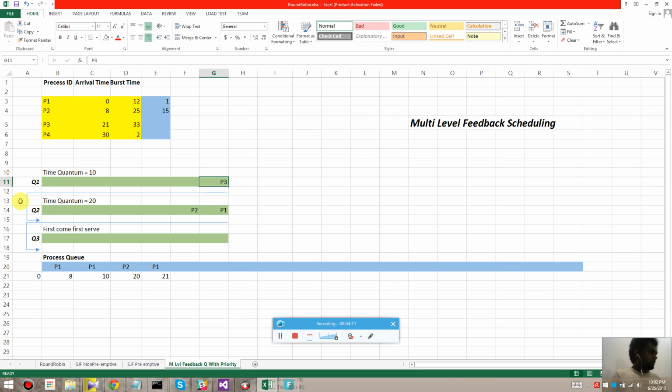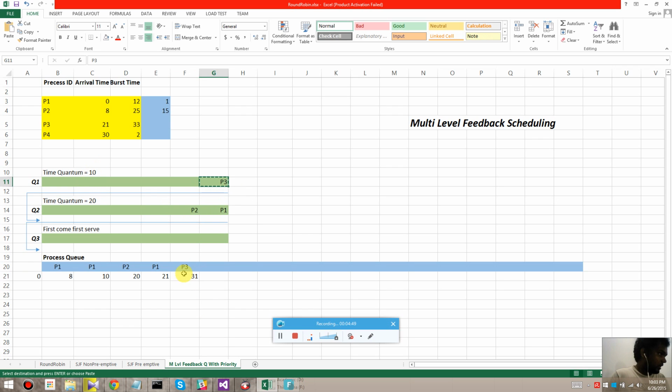This one has the highest priority, process P3, with a burst time of 33, and it arrives at time 21. So this one will occupy a full time quantum on Q1. From time 21 to 31, process P3 will be running on the CPU, and then process P3 will expire because it utilized the full time quantum, so I have to move process P3.